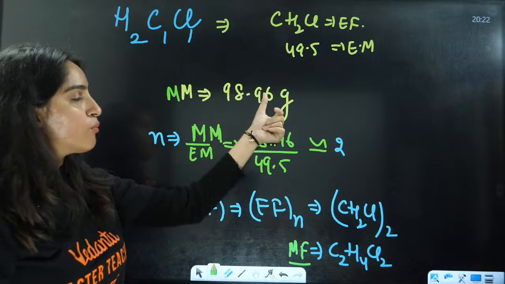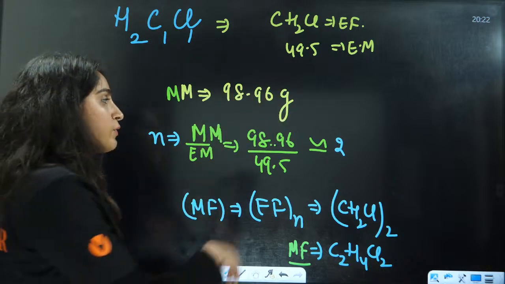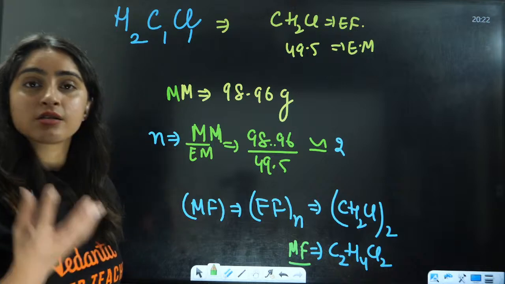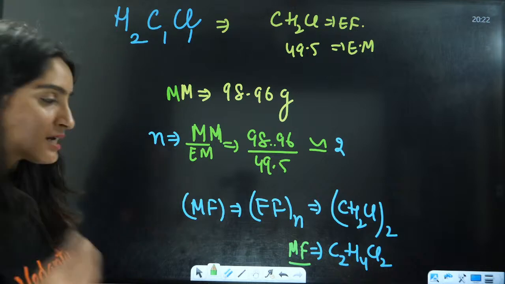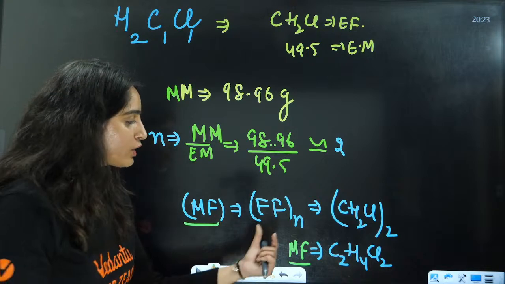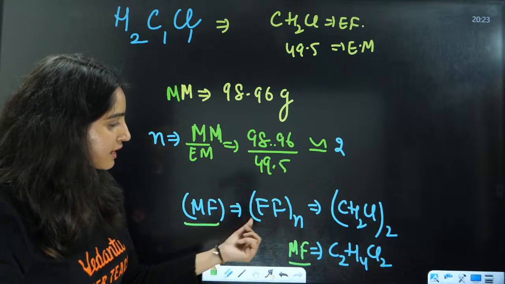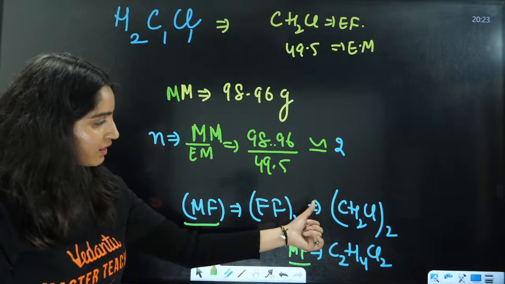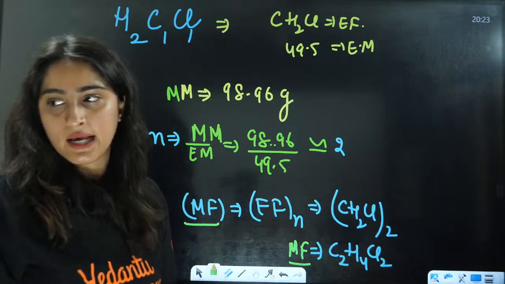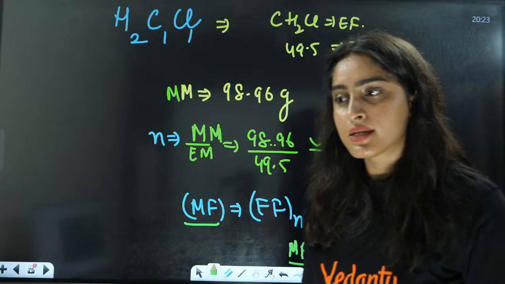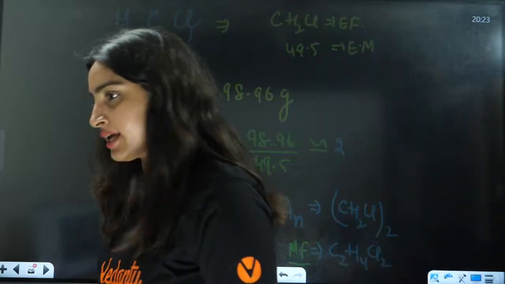Then we have the molecular mass. Divide molecular by empirical, you will have the value of n. That is the factor that you should multiply, to calculate the molecular formula. That is empirical formula times n, and this is C2H4Cl2. Simple, super easy now. Yes, very easy.